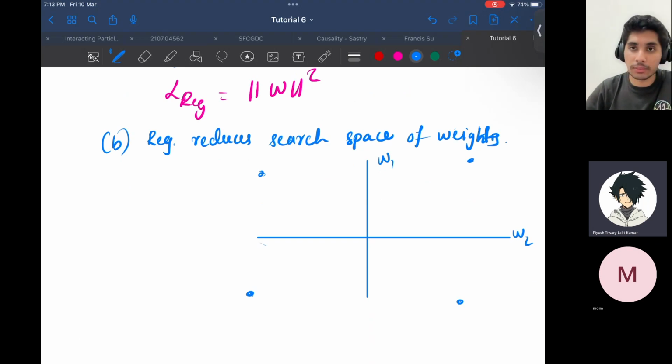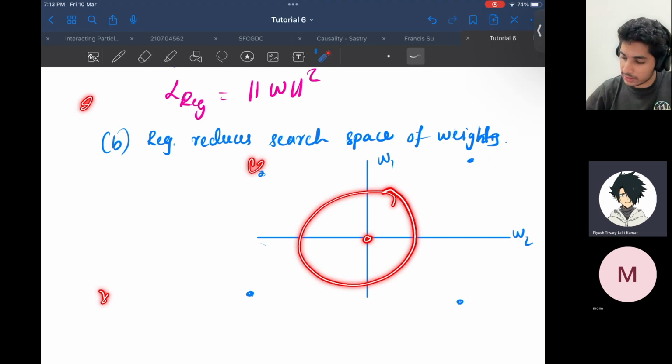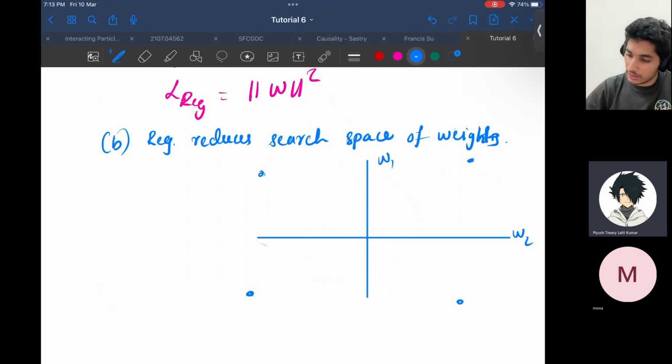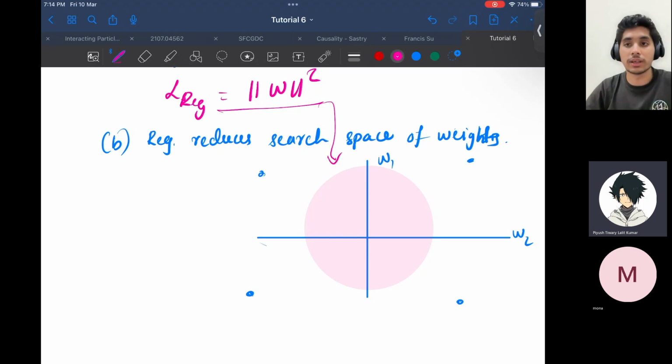So what will it say? If I use norm of W square, what it is saying is that you cannot go arbitrarily far. You cannot go somewhere here, somewhere here, somewhere here. You have to be close to the origin. This is what this regularization would mean. You can go anywhere, but you need to be inside this circle. This is what a regularization loss like this would mean.